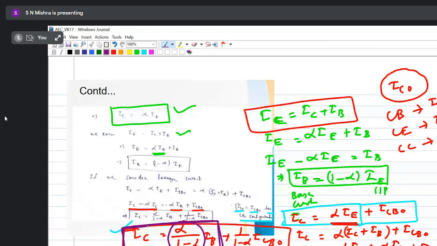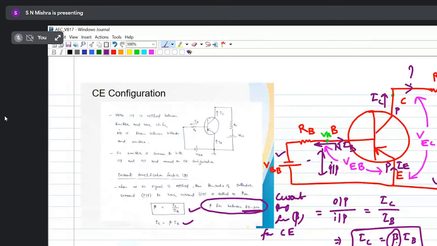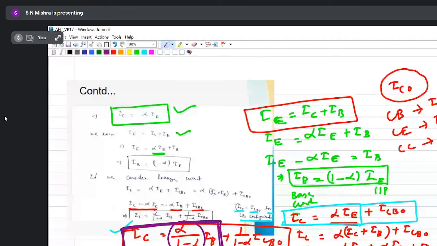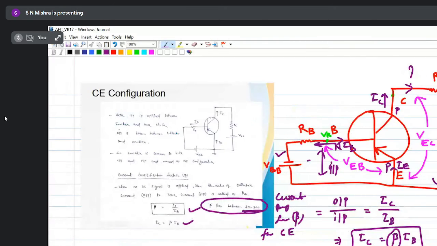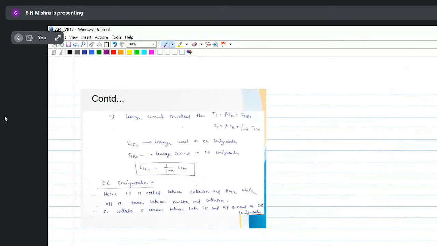You only take this one. IC equals to some factor into IB. Here IC equals to some factor into IB. So this factor will be equal or not? Yes, sir. So beta equals to alpha by 1 minus alpha. We'll again derive that one, but for this one you can understand.